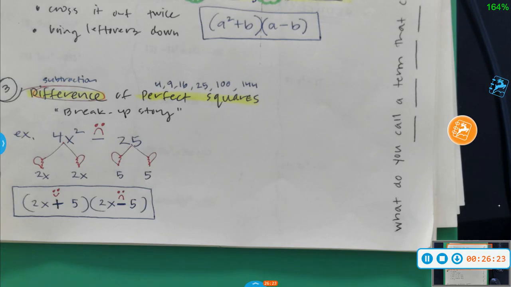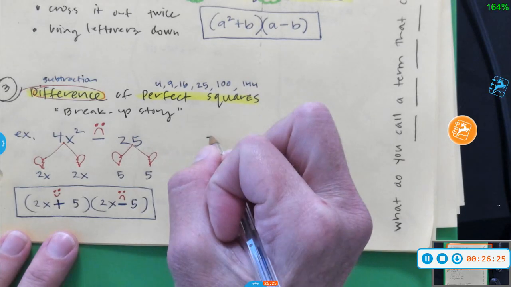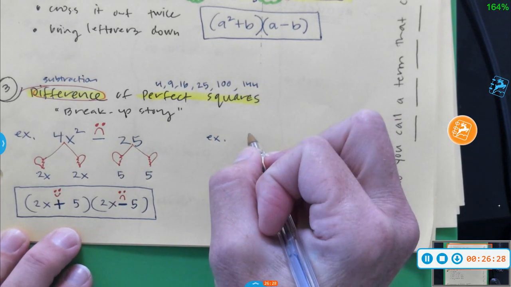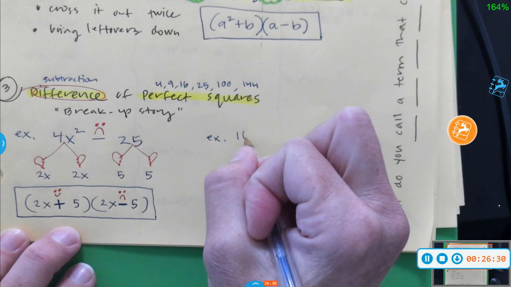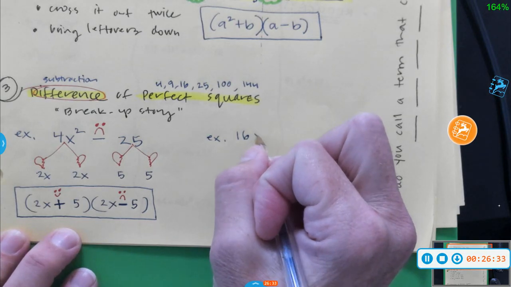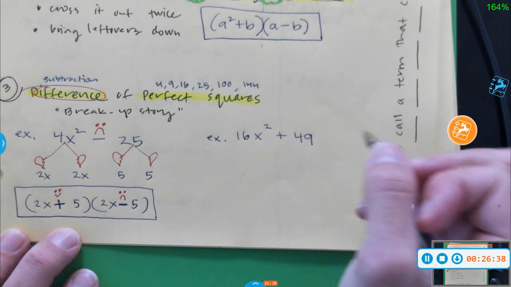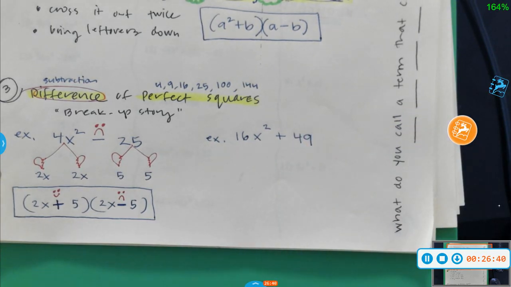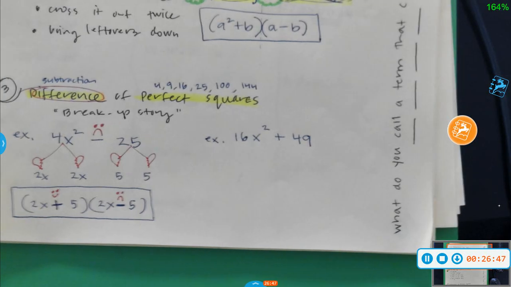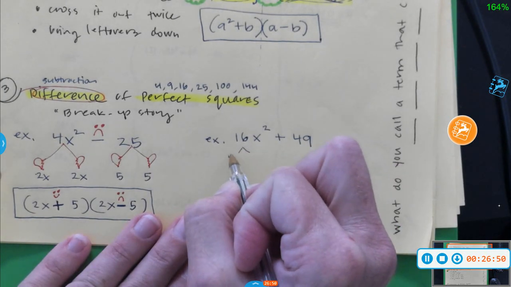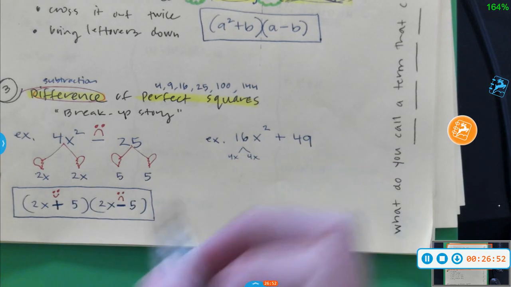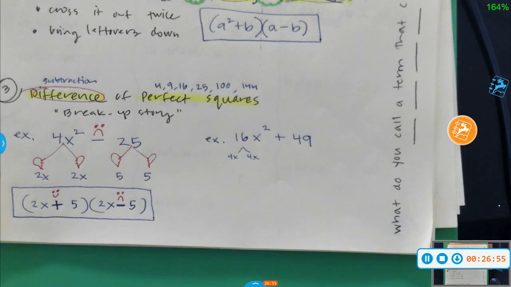Now, let's go over here. What about this one? Let's do 16x squared plus 49. This is a good one. All right, we have 2 people. They are perfect squares. If you think about 16x squared, that would split to 4x, 4x. Now, what it does not split to is 4, 4x, x. That's wrong.